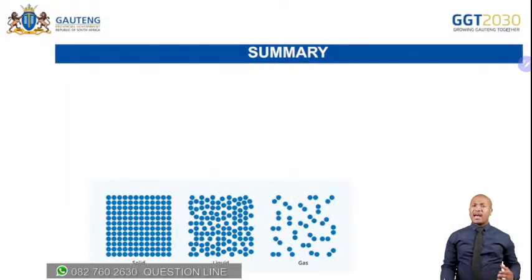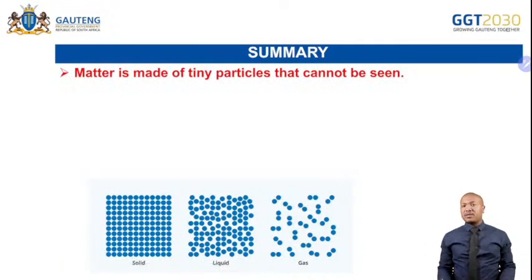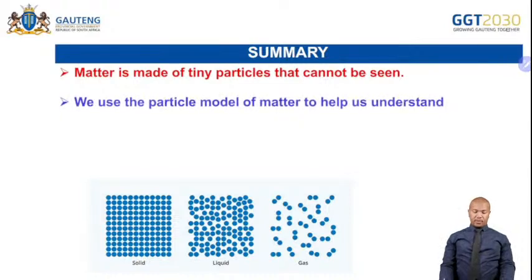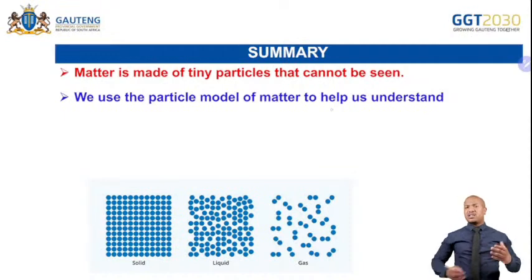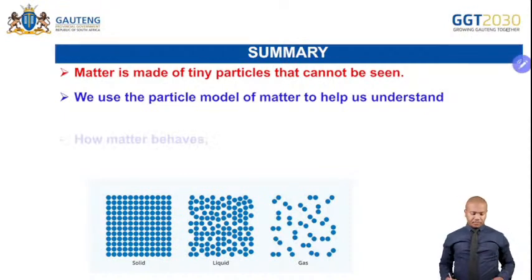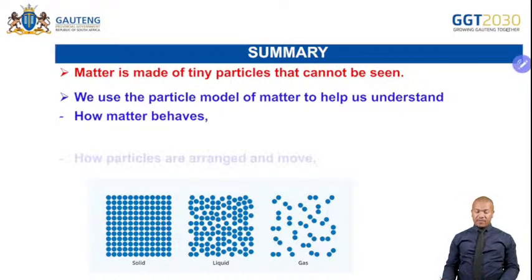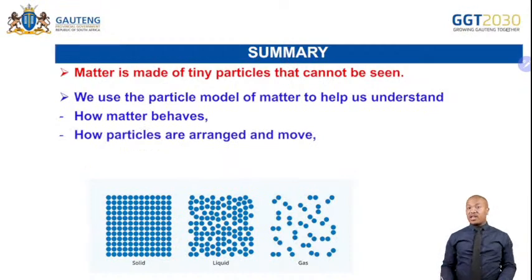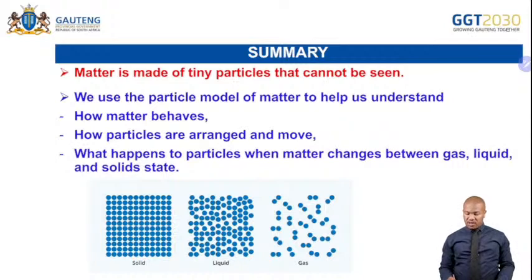Right, moving on, let's summarize what we have learned today. We said matter is made up of tiny particles that cannot be seen with our naked eyes. We also said that we can use the particle model of matter to help us understand the movement of particles and molecules in matter and to see how they behave. So we can use the particle model of matter to understand how particles are arranged and move, and also what happens to particles when matter changes between gas, liquid, and solid state.